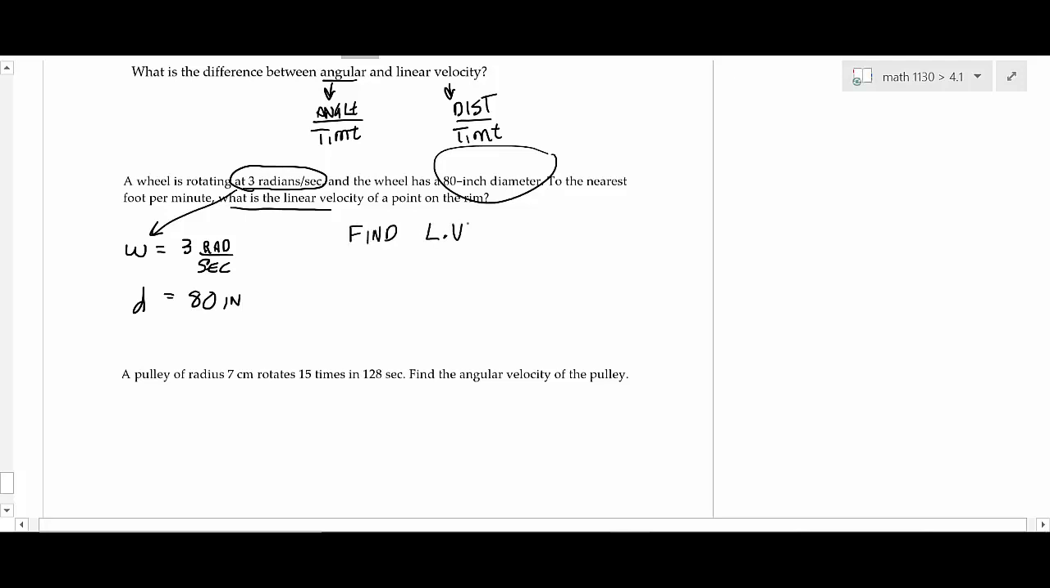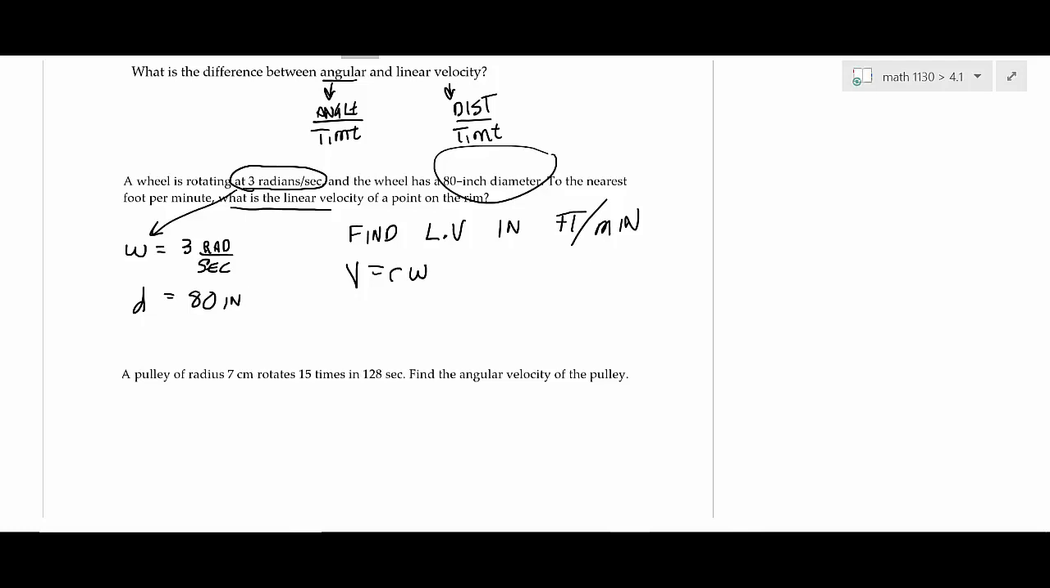So we're going to find the linear velocity in feet per minute. Okay, so here's the thing on this. The formula that I just taught you was V equals R omega. If you look at this particular problem, you already know omega, right? You don't know the radius, but it sure is pretty easy to find because I gave you the diameter, right? So what's the radius? 40, exactly.